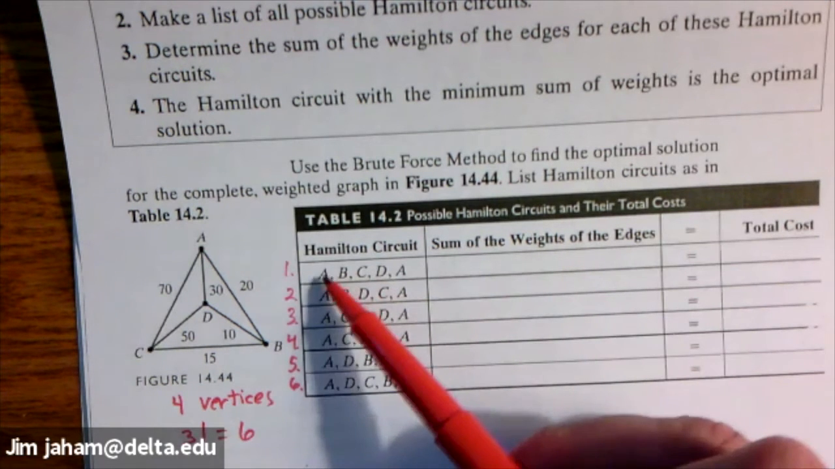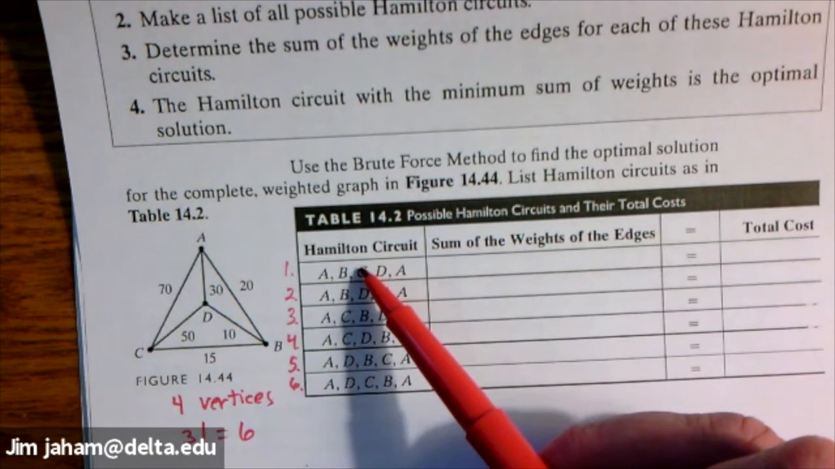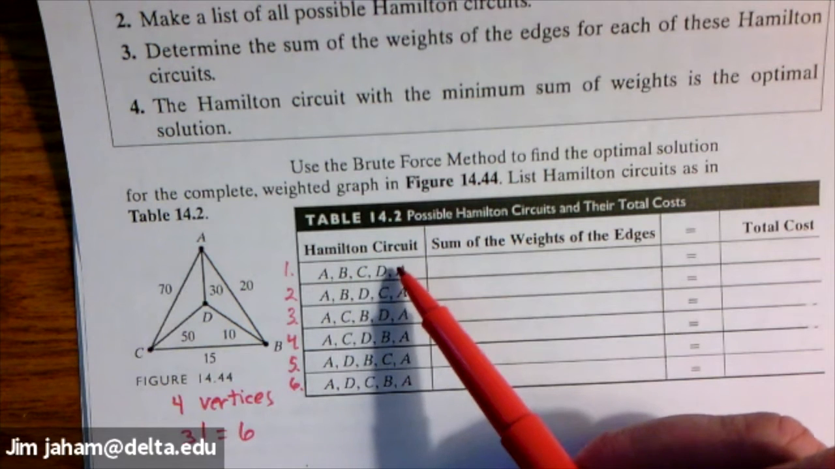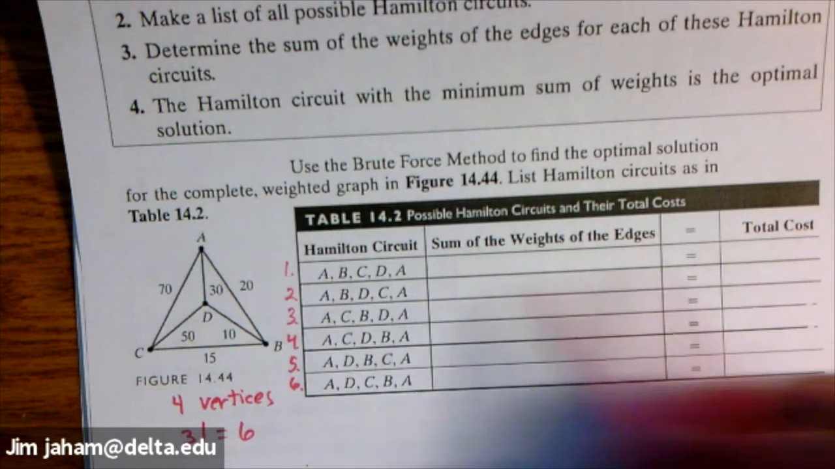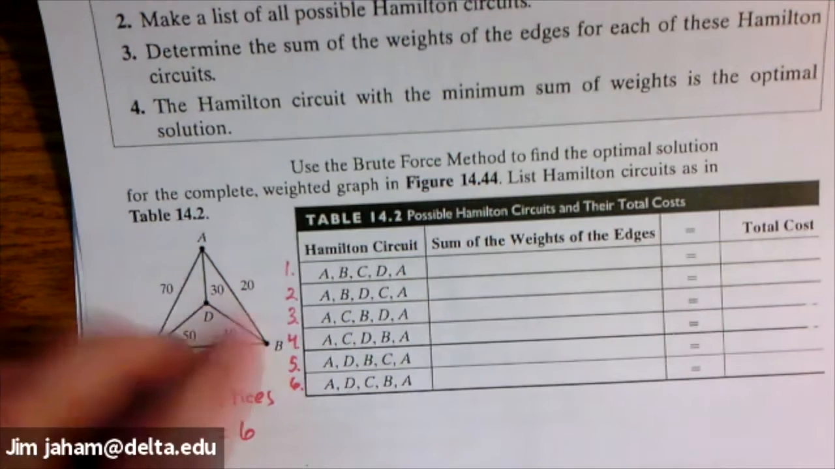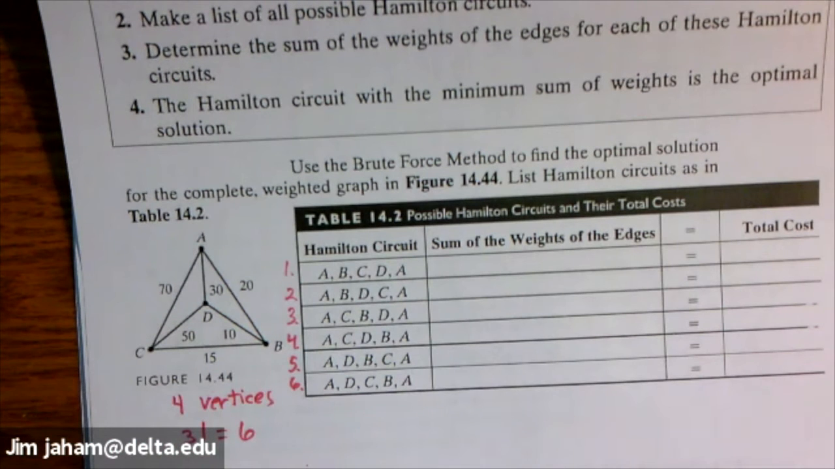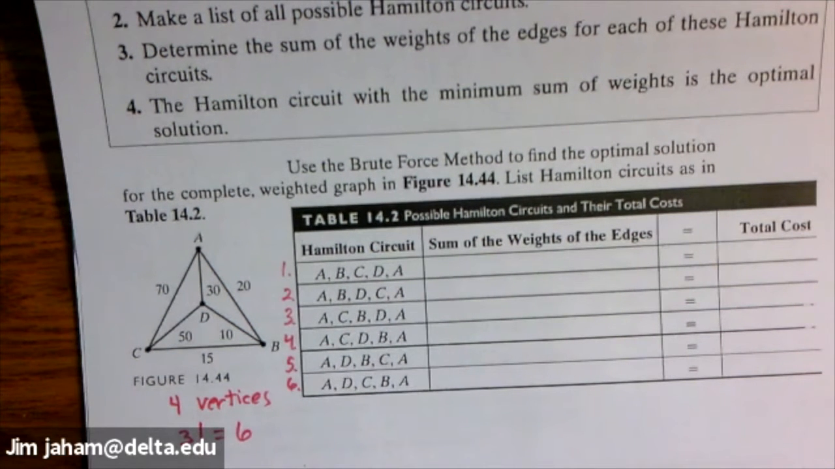Now we're going to jump from A to B, that's 1, from B to C, 2, from C to D, 3, from D to A, 4. So there's 4 numbers you're going to be adding up here. And then the total cost would be the sum of the weights. So these must be costs. But this is called the brute force method because you're just going to grind it out, list all the possible circuits and then add them all up and see what happens.